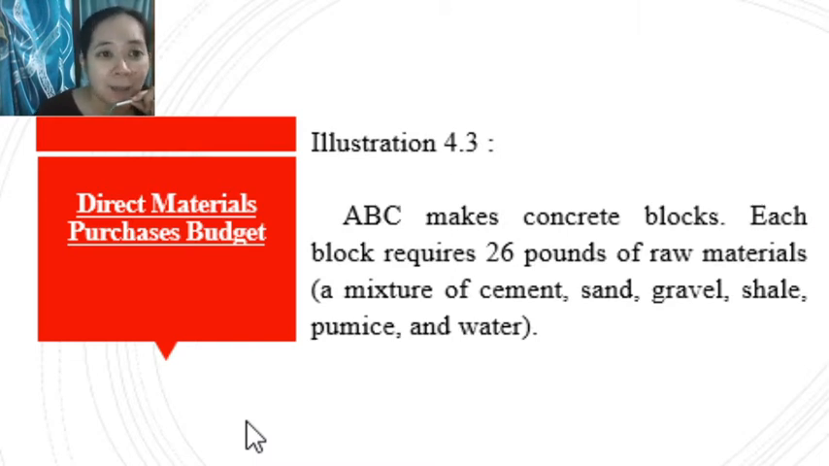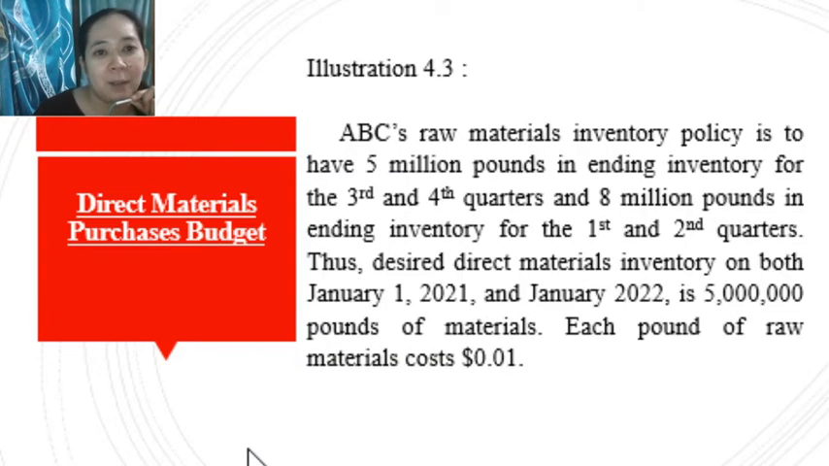To understand better and to know how to prepare the direct materials purchases budget, we will use again this illustration from the ABC company. Again, the company makes concrete blocks. Each block requires 26 pounds of raw materials. This raw material is a mixture of cement, sand, gravel, shale, pumice, and water. So these are our raw materials used for producing the blocks, 26 pounds of the mixture.